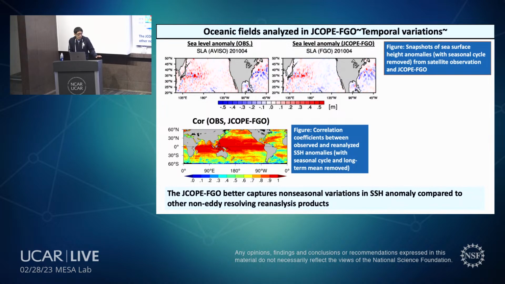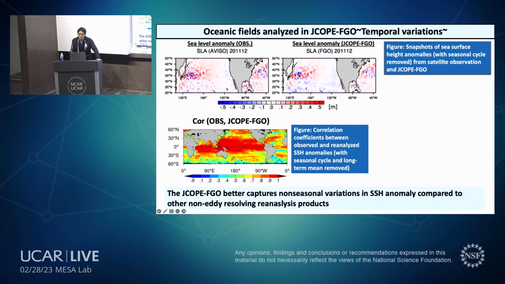And so far, we have focused on time-mean features, but we also look into the temporal variation in oceanic fields. As an example, here we show the animation of sea level height anomalies from satellite observation and those from FGO. And you can see the shape and intensity of individual eddies are reasonably captured in our analyzed field and seen in the observation.